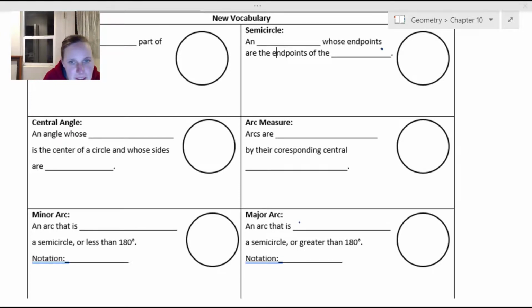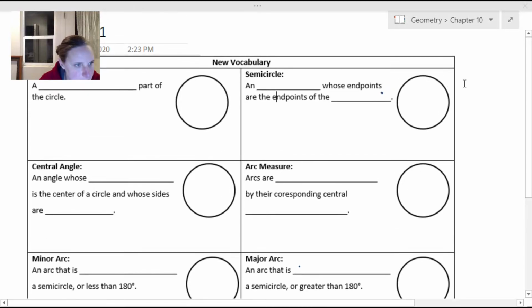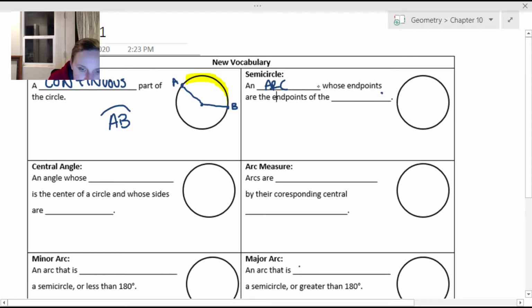All right. So first one here, I'm gonna move it down. Okay. So an arc is a continuous part of the circle. So from here to here, and here's the center, the arc would be this distance around the outside. So it's just from A to B, and we would call it arc AB with a little curvy line on top. A semicircle is an arc, so a continuous part of the circle, whose endpoints are the endpoints of the diameter. So it's half the circle.